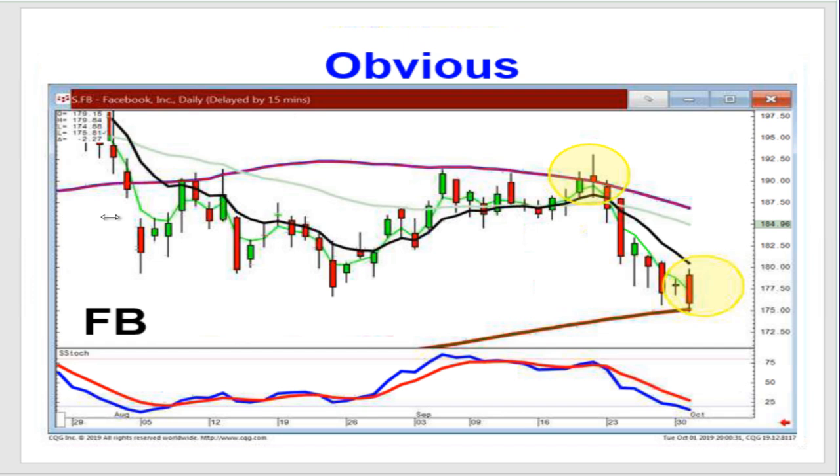So this is why I say observe the obvious. Notice how they couldn't get back up through the T-line and they do an evening star signal, close below the T-line. What's that tell you? If you were long, you're out of the trade. Now you're considering going short because where's your next target? Probably back down to the 200-day moving average.